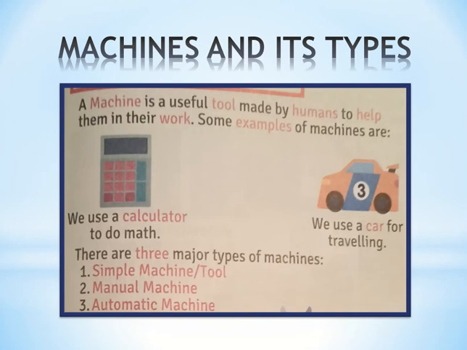Let's see, this is a page from your book. A machine is a useful tool made by humans to help them in their work. Some examples of machines are: we use a calculator to do math. Calculator is a machine. We use a car for traveling. It helps us to go on different places. Okay, all these are machines.